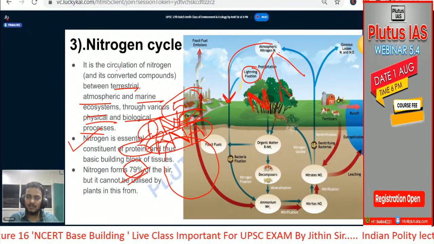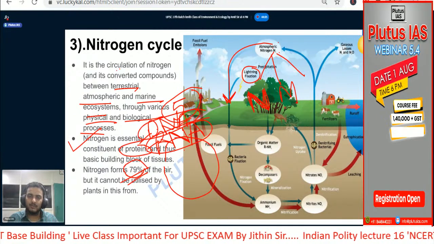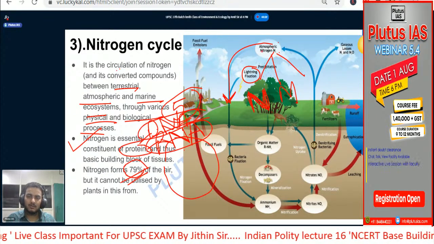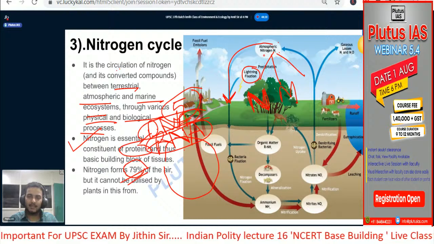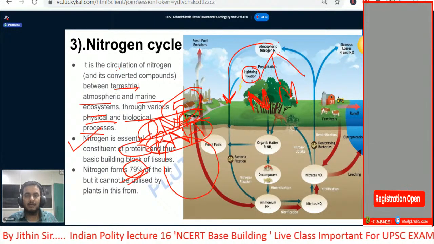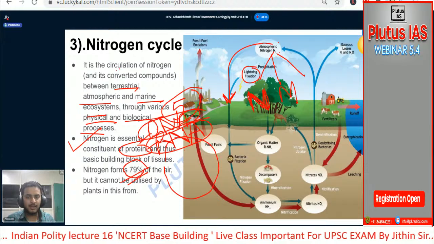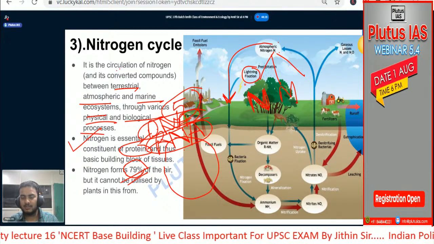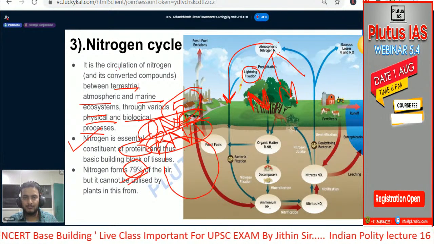Then another one is by humans. We convert nitrogen, or nitrogen oxides, into ammonia by our industrial processes, by conversion into chemical fertilizer, so that they can be easily absorbed.